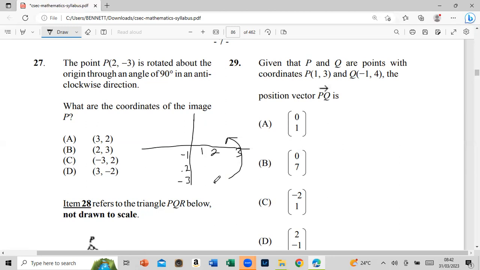Wait. So it's 2, negative 3. It's currently 2, negative 3. Yeah, so it will be 3, 2.